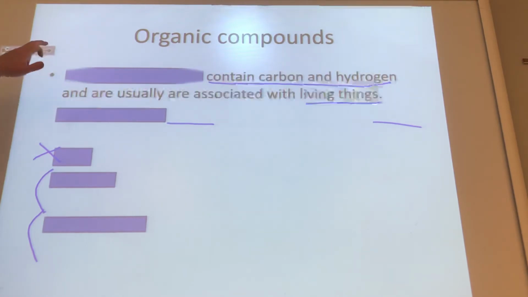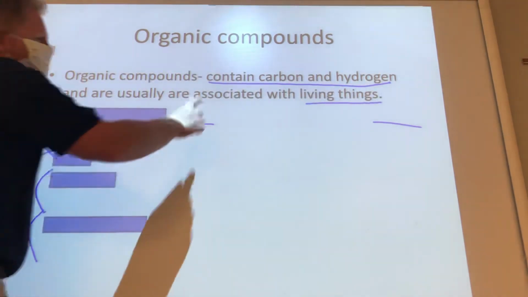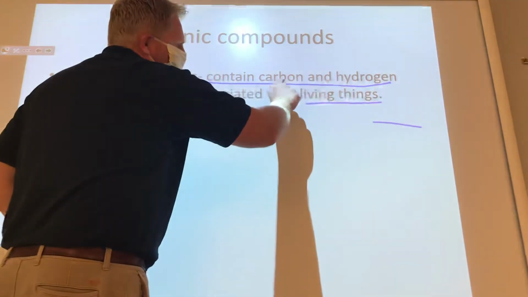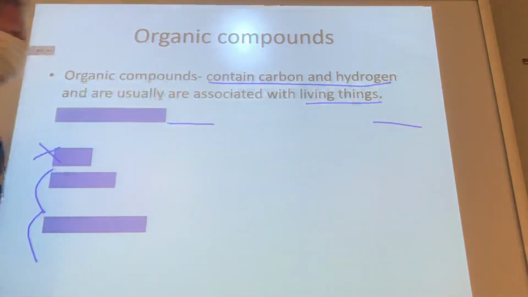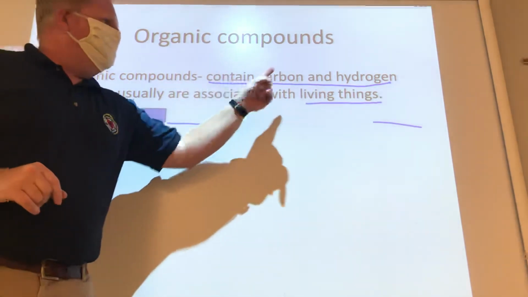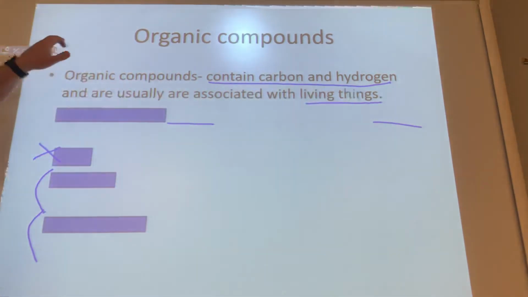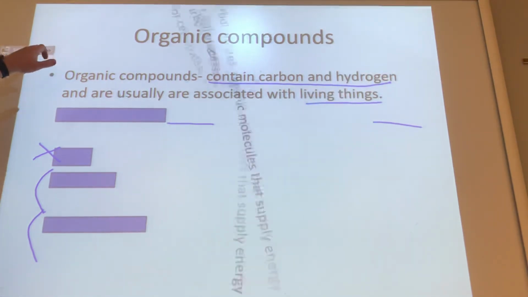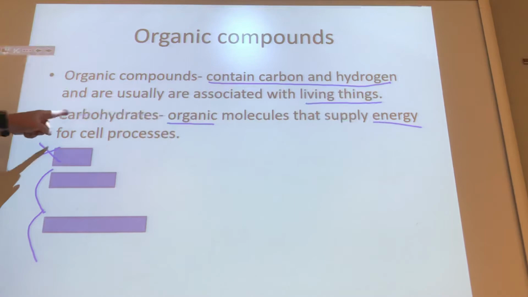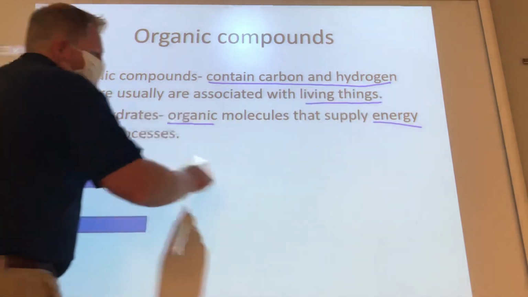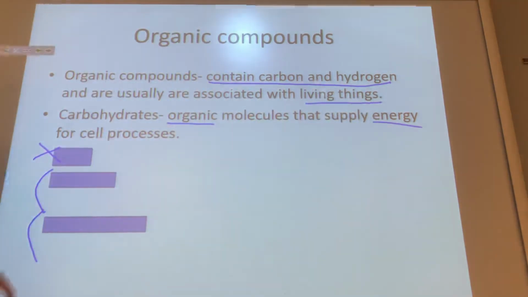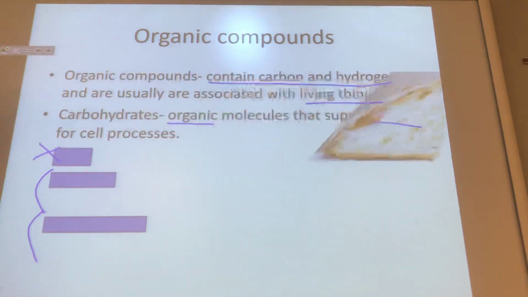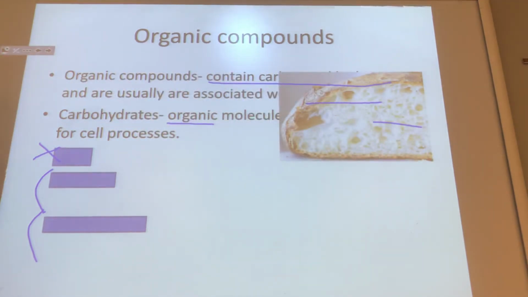Organic. Go ahead and shorten this. Organic compounds contain hydrogen and carbon, and they make up living things. That's all you need to do. Organic compounds contain carbon and hydrogen. They make up living things. All right, there's an example of the next thing we talk about. It's out of order. Carbohydrates are organic energy. That's what it is. Okay? Bread is an example of a carbohydrate.